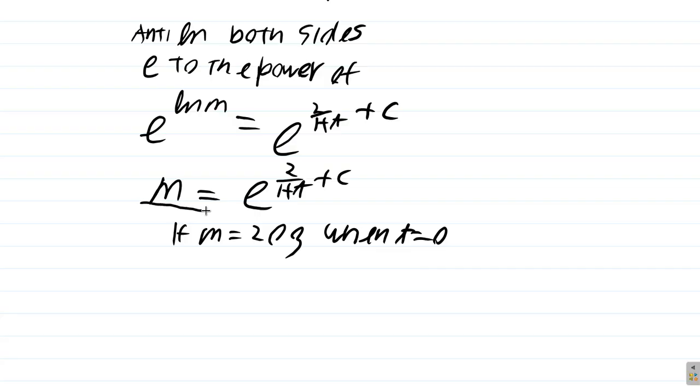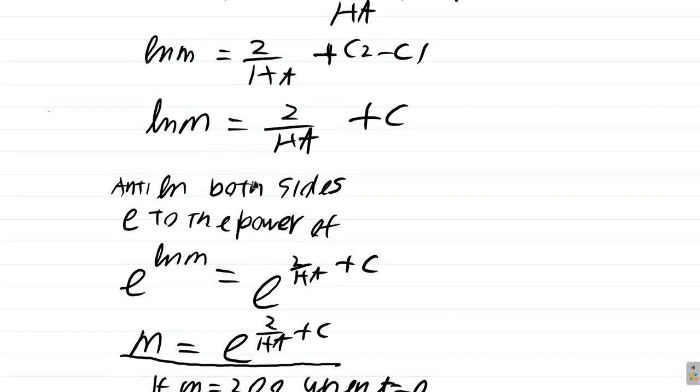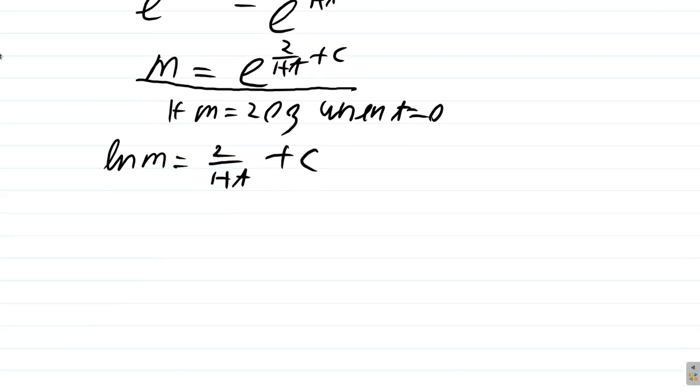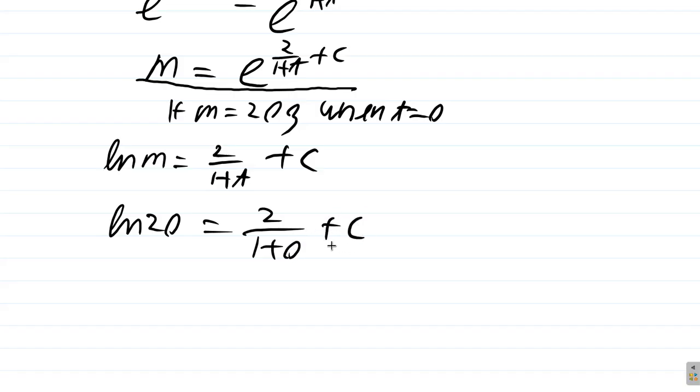Alright, this is the equation for m, but we're not finished yet, because we want to find c. Now, it would be more difficult to find out what c is here. So let's look back at this part without the e to the power of. If ln m equals 2 over 1 plus t plus c, then it means that ln 20 is equal to 2 over 1 plus 0 plus c. So we can find c.